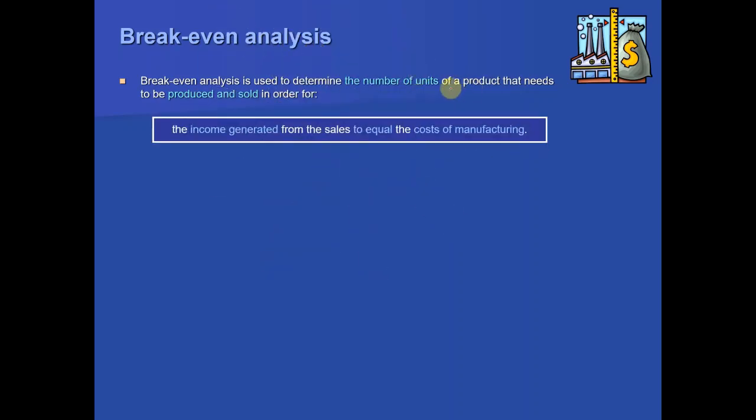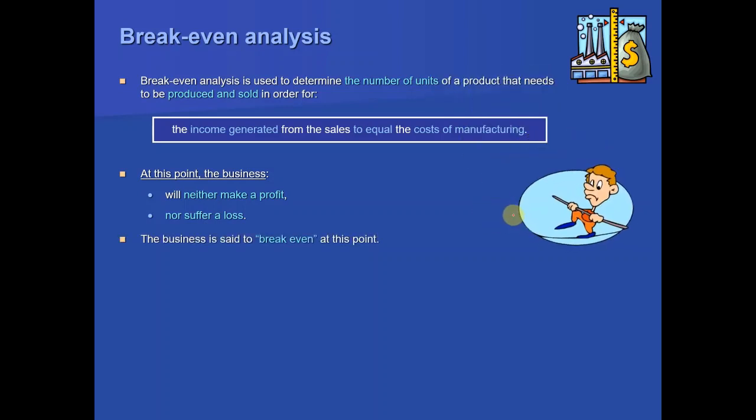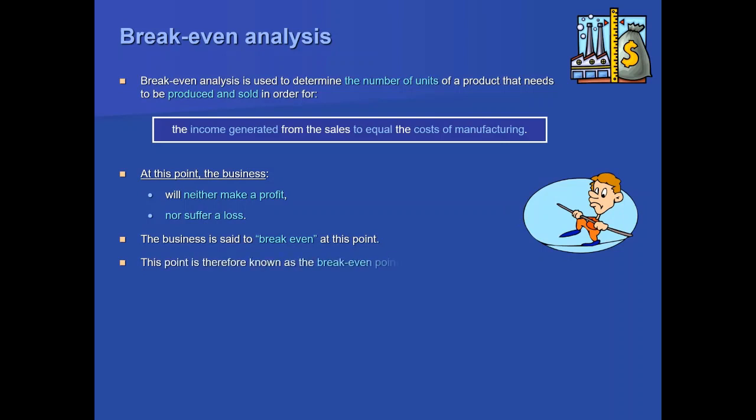Break-even analysis is used to determine the number of units of a product that needs to be produced and sold in order for the income generated from the sales to equal the cost of manufacturing. At this point, the business will neither make a profit nor suffer a loss. The business is said to break even at this point. This point is therefore known as the break-even point.